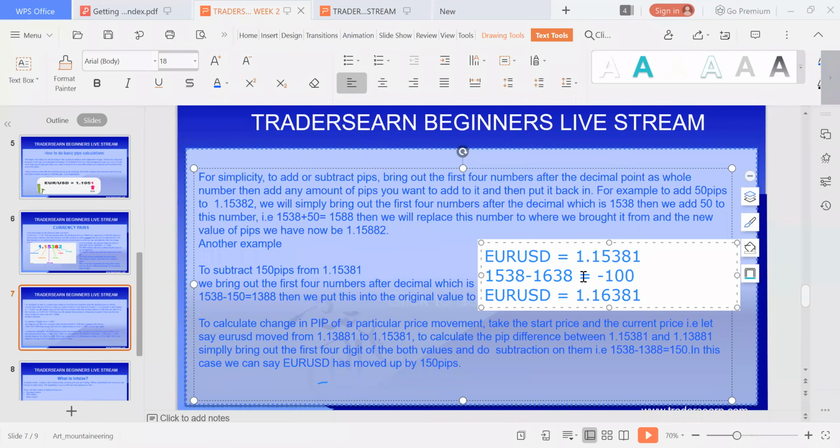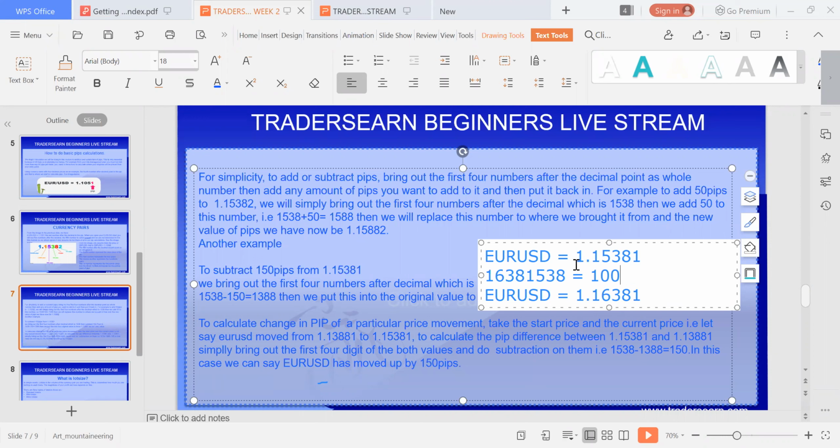So that means the price moved from a lower point to a higher point. Sorry, I think I made a mistake. It should be like this. It's going to be the new price where it moved to minus where it was before, not the old price minus the current price. That's what will give you 100.